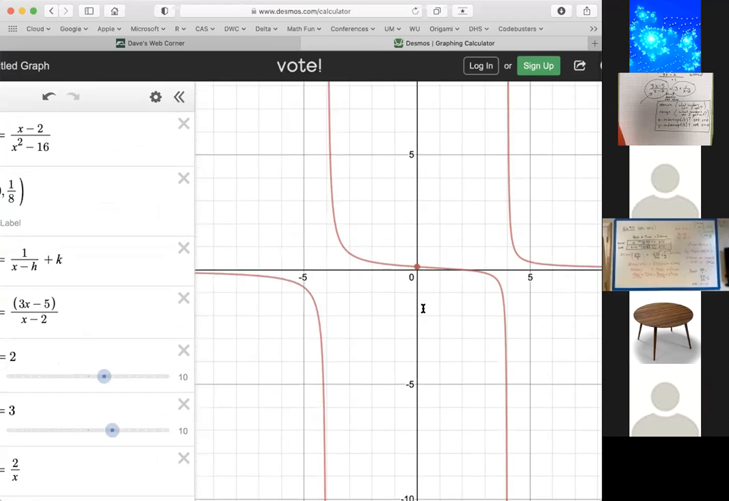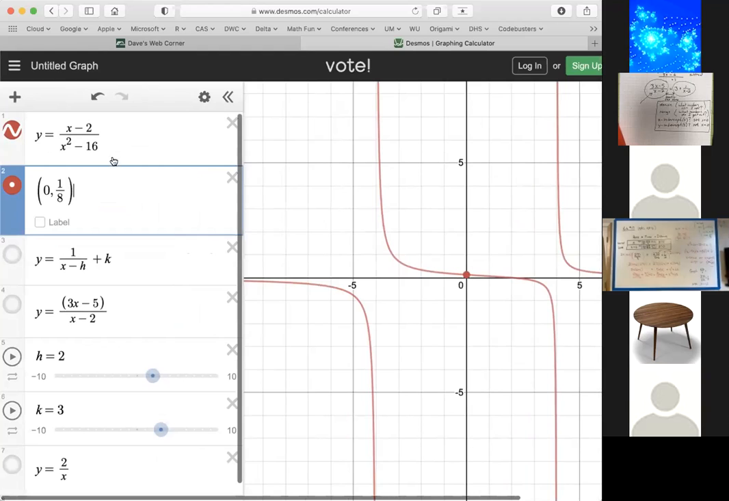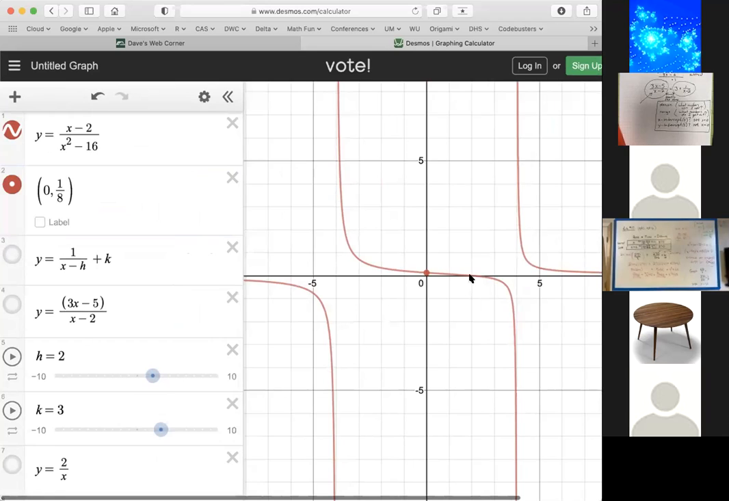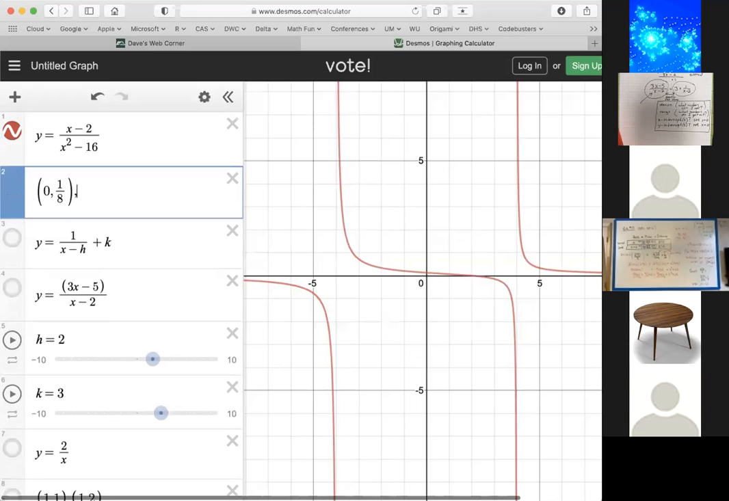I say, does it cross the x-axis? Well, you say, let's set this equal to 0. But in some sense, that's a gift, because a fraction can only be 0 if the numerator is 0. When is the numerator 0? Only if x is 2. So I think this crosses the x-axis at 2. I come over here and look. Oh yeah, it crosses the x-axis at 2. I'll add that to the picture.